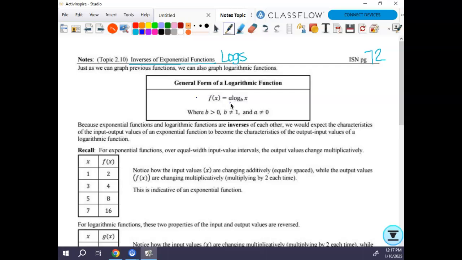B can't be 1 either, because if I ignore the A and rewrite it in exponential form, I'd have b to the y power equals x. So the base of the log is the base of the exponential. The base of an exponential can't be 1, because 1 to the x power, you're going to get 1 every time. So it just doesn't make any sense to be a log then. And a cannot be 0, because then the whole thing is 0.